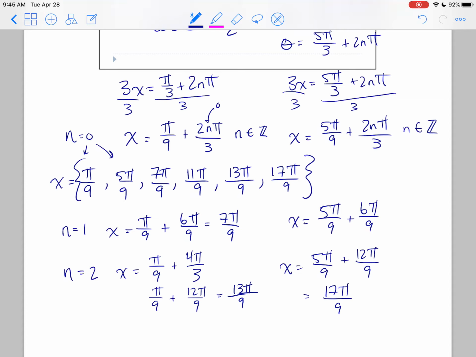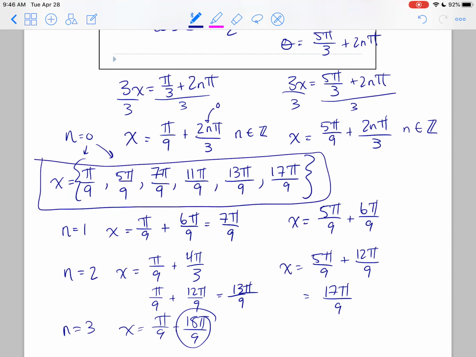And my guess is I'm ending the brackets here, because if I try to make n equals 3, then this isn't going to work, because this is now going to be 6 pi over 3. 6 pi over 3 is going to give me 18 pi over 9, which is already 2 pi. And so if I add to that, I'm only going to be bigger than 2 pi. So here's my solution set for this one.